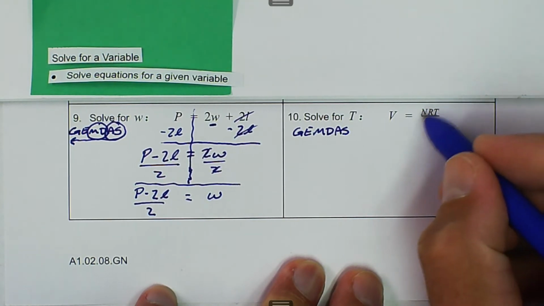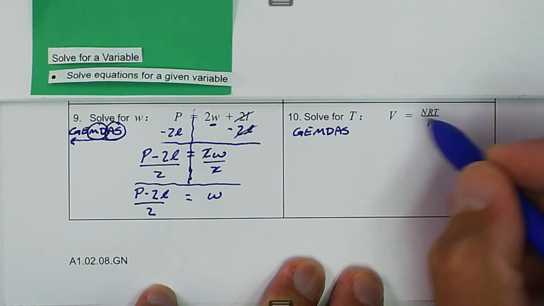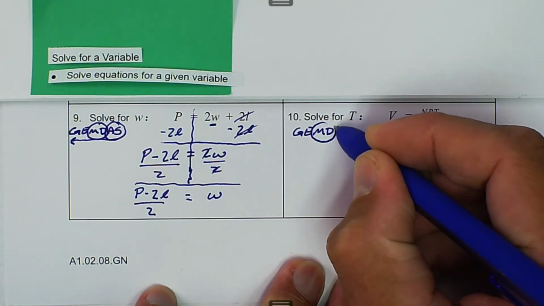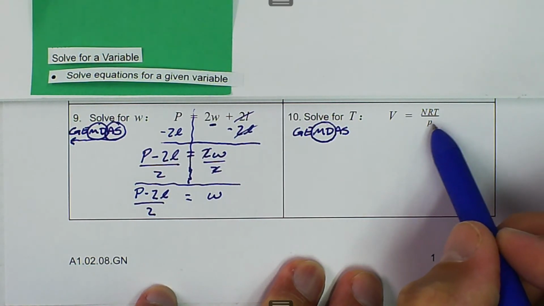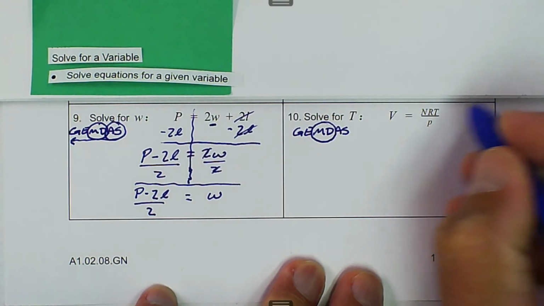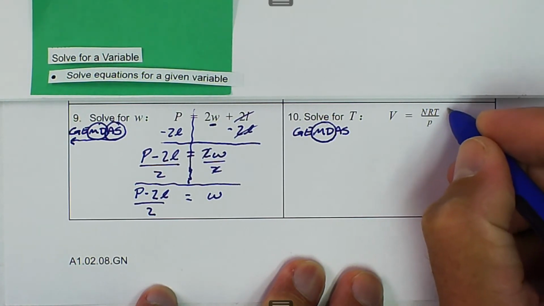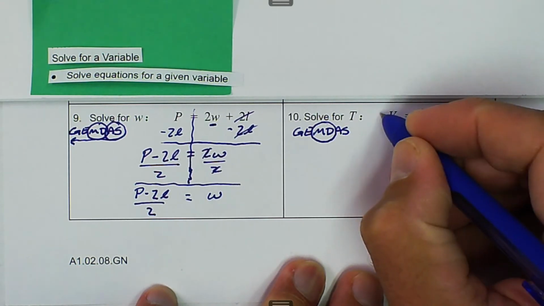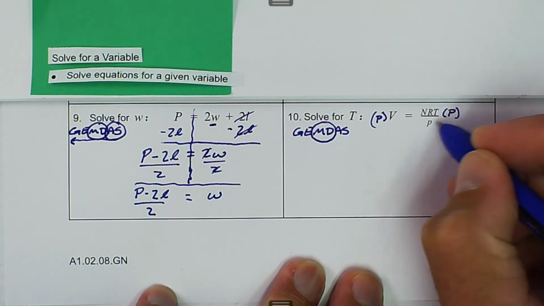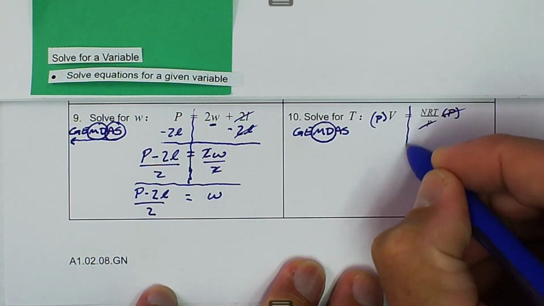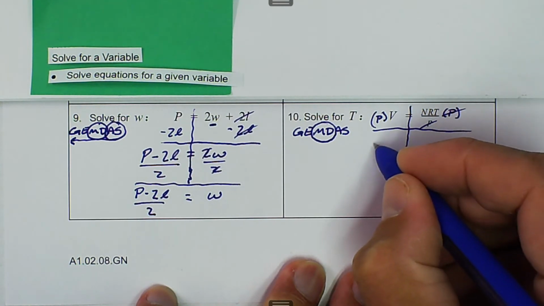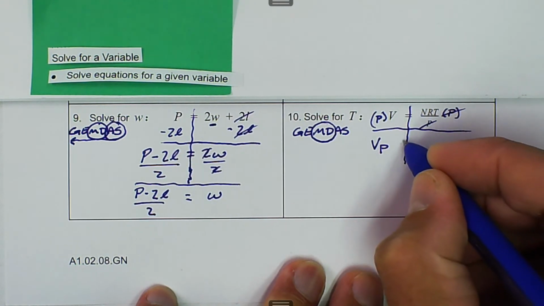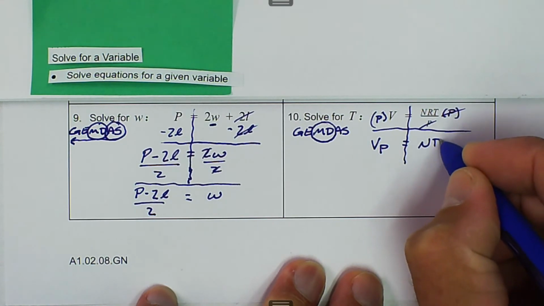So if we look over here, the only operations that we have are multiplication and division. There's no addition and no subtraction. So what we're going to do is we want to get this lowercase p out of the denominator. The inverse of division is multiplication, so I'm going to multiply both sides by p. So the p's cancel, and then we're left with v times p is equal to nrt.